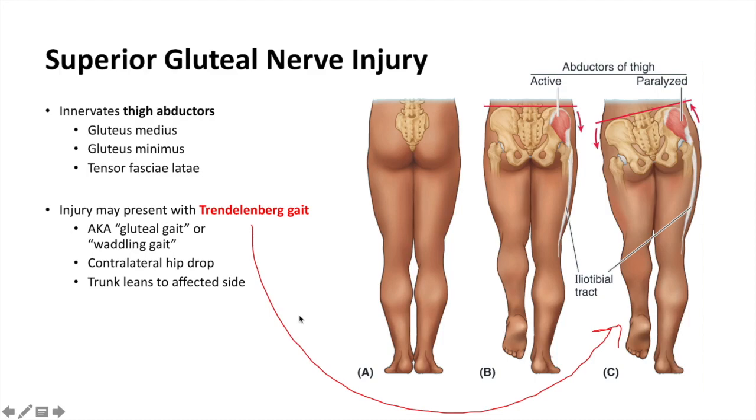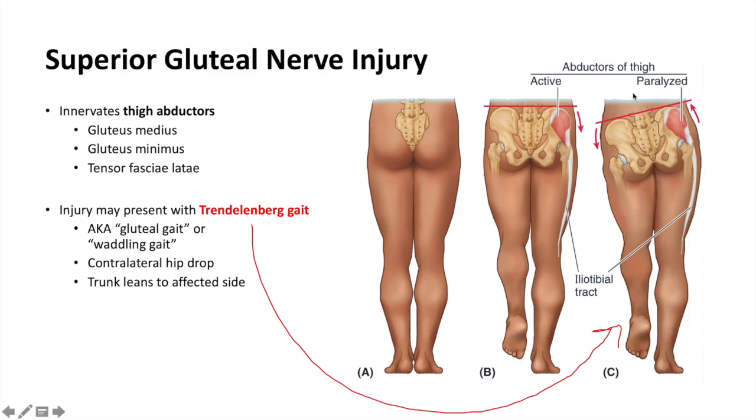If there is a superior gluteal nerve injury, that's going to be affecting the abductors of the thigh, which are our gluteus medius and minimus, as well as tensor fascia lata. More than likely they would talk about either gluteus medius or minimus. And so this injury may present with this Trendelenburg gait. This gait is really odd looking, and that's something that's highly tested because it's so different. They want you to know which muscles and which nerve, the superior gluteal nerve, are affected. So you get this gluteal gait or waddling gait. What's also important to know is that it's going to have a contralateral hip drop, so the trunk is going to lean toward that affected side.